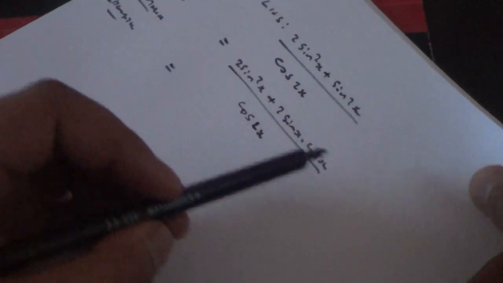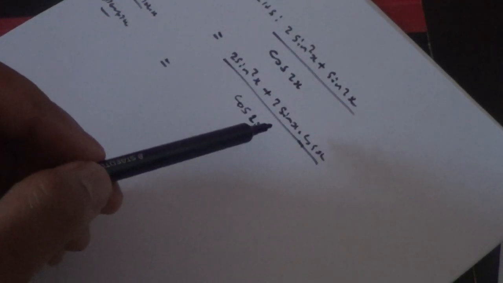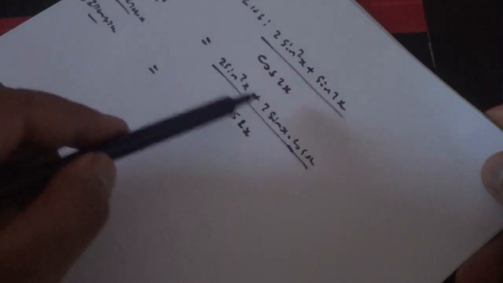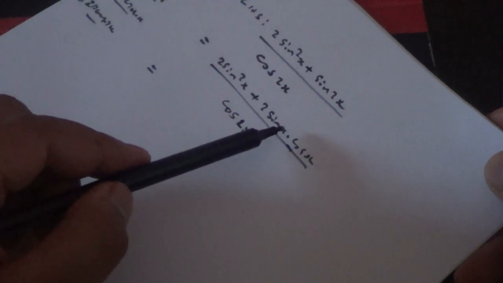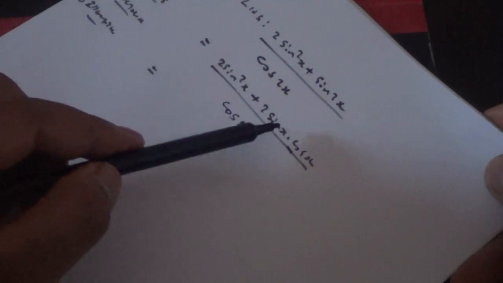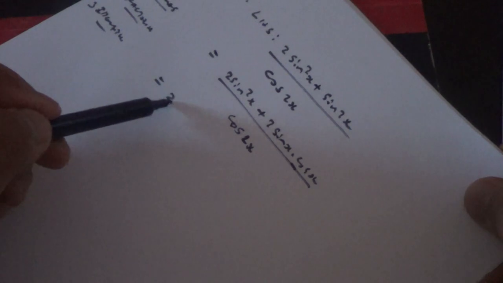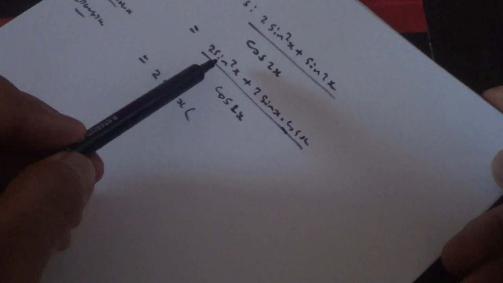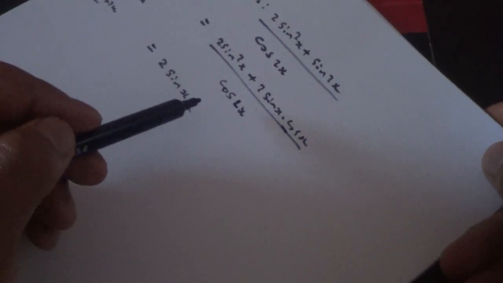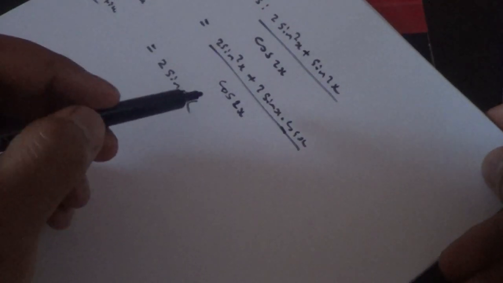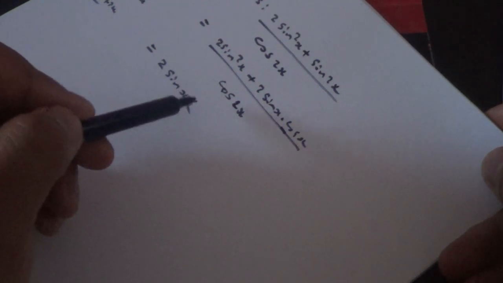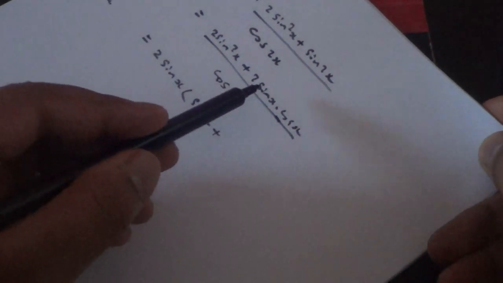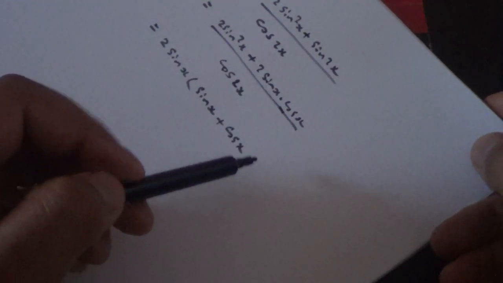So let's see. Can we do anything now? Yes, we can. We can go back to our common factors and say, fine, we can see that 2 is a common factor. What else? Sine x is a common factor because there's a square, there's a sine x. So we know that 2 sine of x into, what remains there is sine of x plus cos of x.